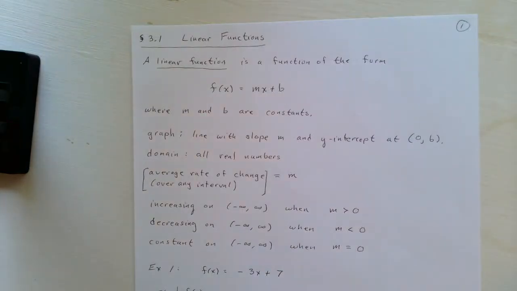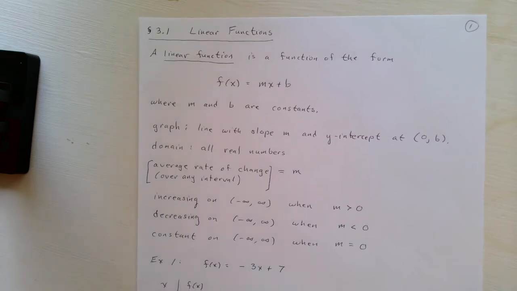Okay, we are going to start chapter 3 today in this video, and it's going to be a rather short lesson because this is just sort of a rehashing of what we talked about when we talked about lines. A line, of course, is a graph, and a linear function is just a function whose graph is a line, basically. And the official definition, it's just what you'd expect.